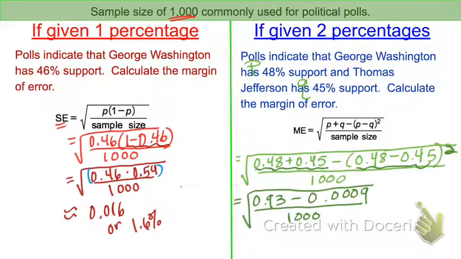So just like the other one, I would enter into my calculator square root parentheses 0.93 minus 0.0009, end parentheses, divided by 1,000, end parentheses, and you would get this, which is, oops, I have an extra 0 in there, which is 3.1%. So when you give this data, you can say there's 48% support for George Washington, 45% support for Thomas Jefferson with a 3.1% margin of error.